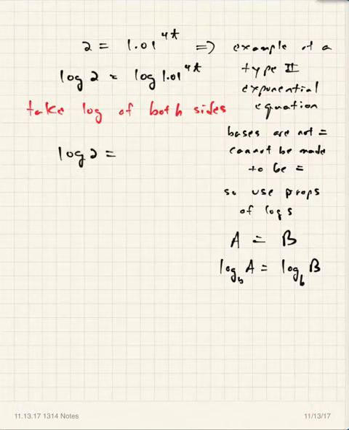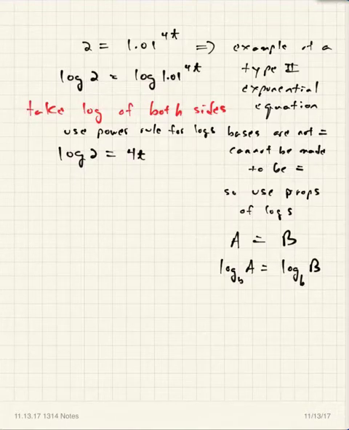is we use the power rule for logarithms. See that 4t is in the exponent, but I have a power rule that says I can rewrite that 4t in front as a factor. And I've got that equation right there, right? I just bring that 4t down in front as a factor, and now I've got the t out of the exponent, and now I can solve this equation for t.